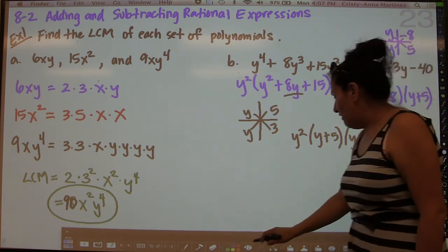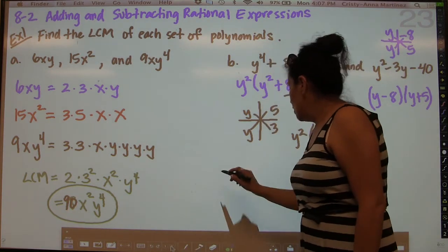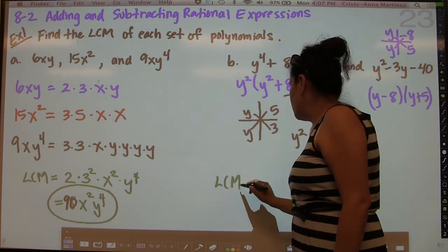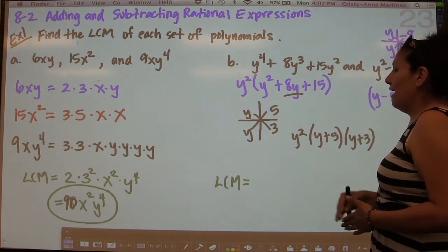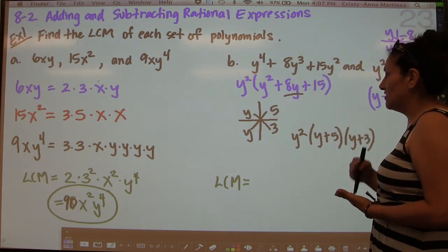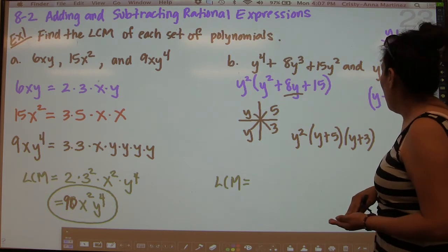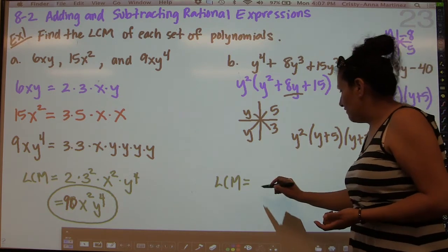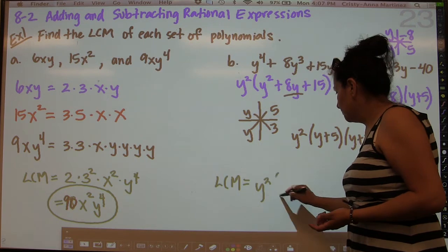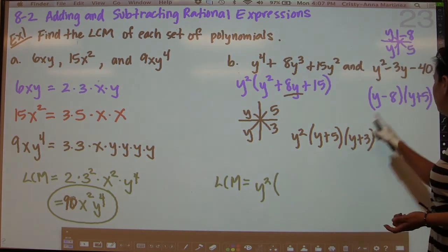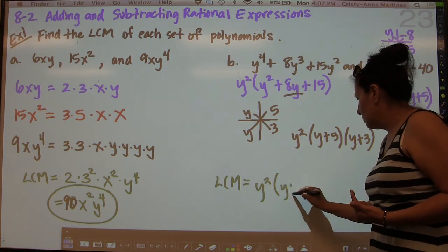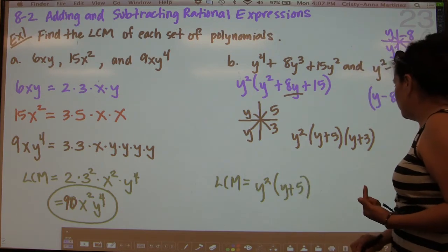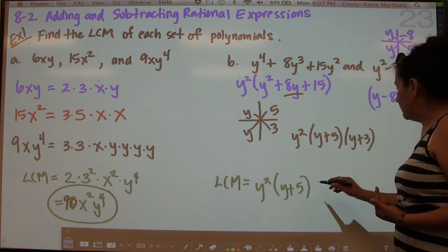So now that we've factored everything, we need to write the least common multiple. And again, it's going to be every factor present and the greatest number of times that it's present. So the y squared is definitely going to be part of it. And then we have y plus 5 in both, but they both only have y plus 5 to the 1 power. So we have y plus 5 to the 1 power. And then we have a y plus 3.